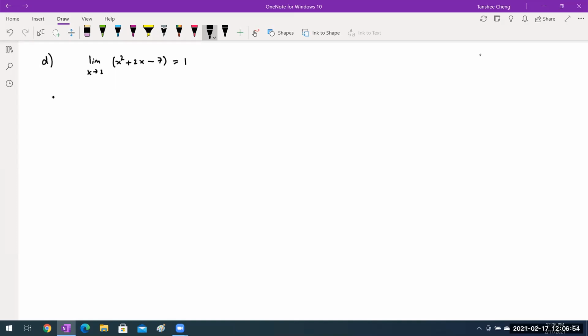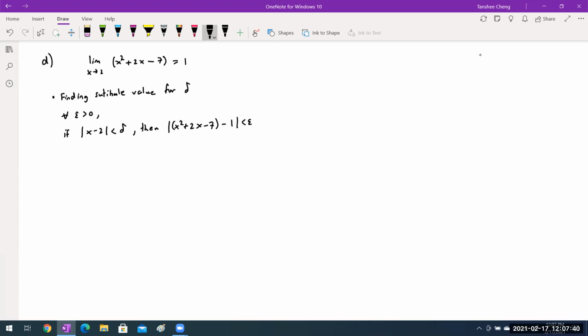So first we want to find out a suitable value for delta. In this case, as before, we want to rewrite it into the definition format. So for every epsilon greater than 0, if the absolute value of x minus 2 is less than delta, then we know that the absolute value of the function x squared plus 2x minus 7 minus the limit is less than epsilon.